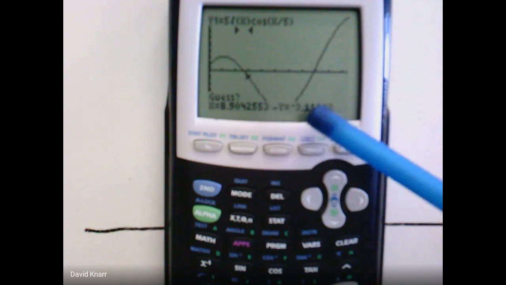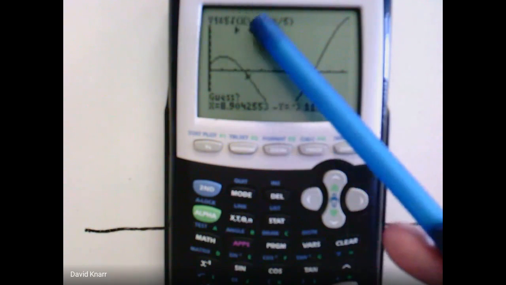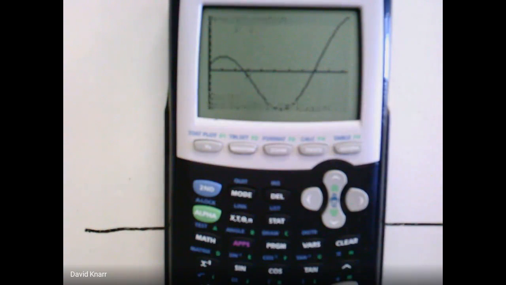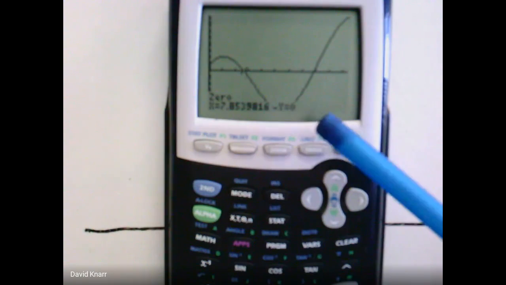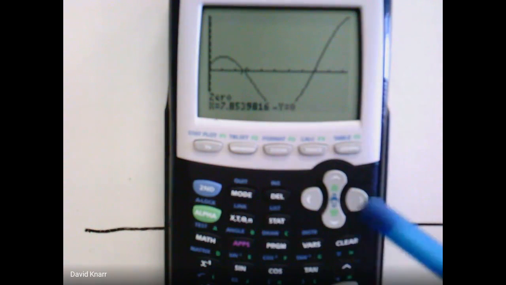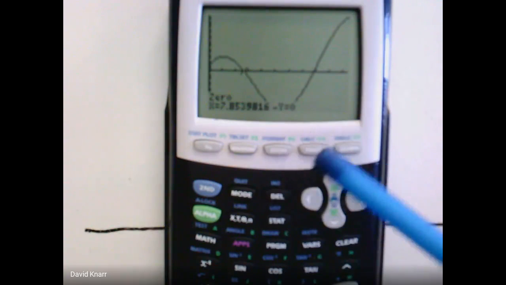It also offers a guess. The guess is just the average of this answer and this answer, where you push enter here, where you push enter there. It's irrelevant. Push enter again to get the number. And it gives you 7.8539816. You do have to use the entire number, so you have to write the whole number down. Okay, to find the other 0, do the same thing.